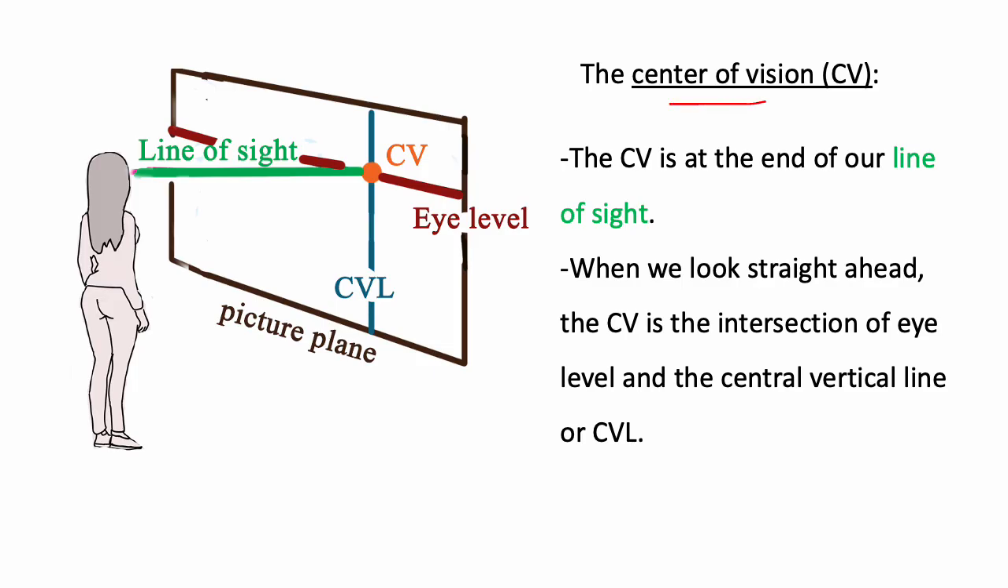What is the center of vision? Well, it's exactly what it sounds like. It's the center of our line of sight. So if we're looking straight ahead here, and this is the picture plane or the paper or the window, this would be the center of vision, the intersection of eye level, which is the position of our eye in space, and the central vertical line.